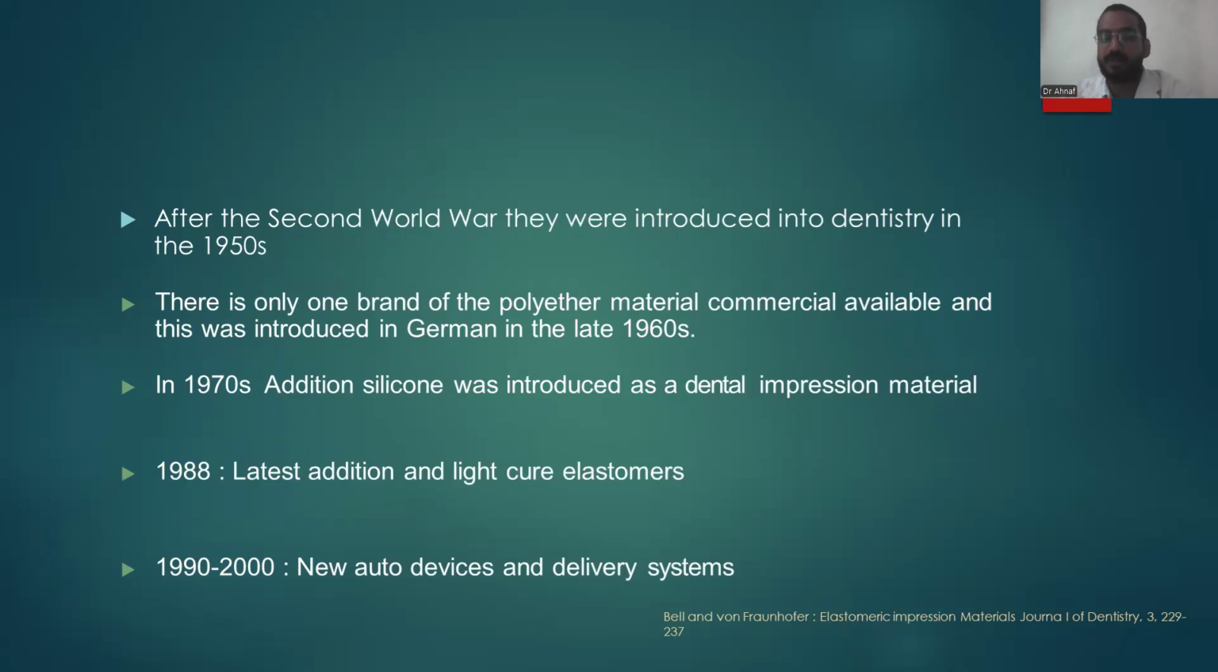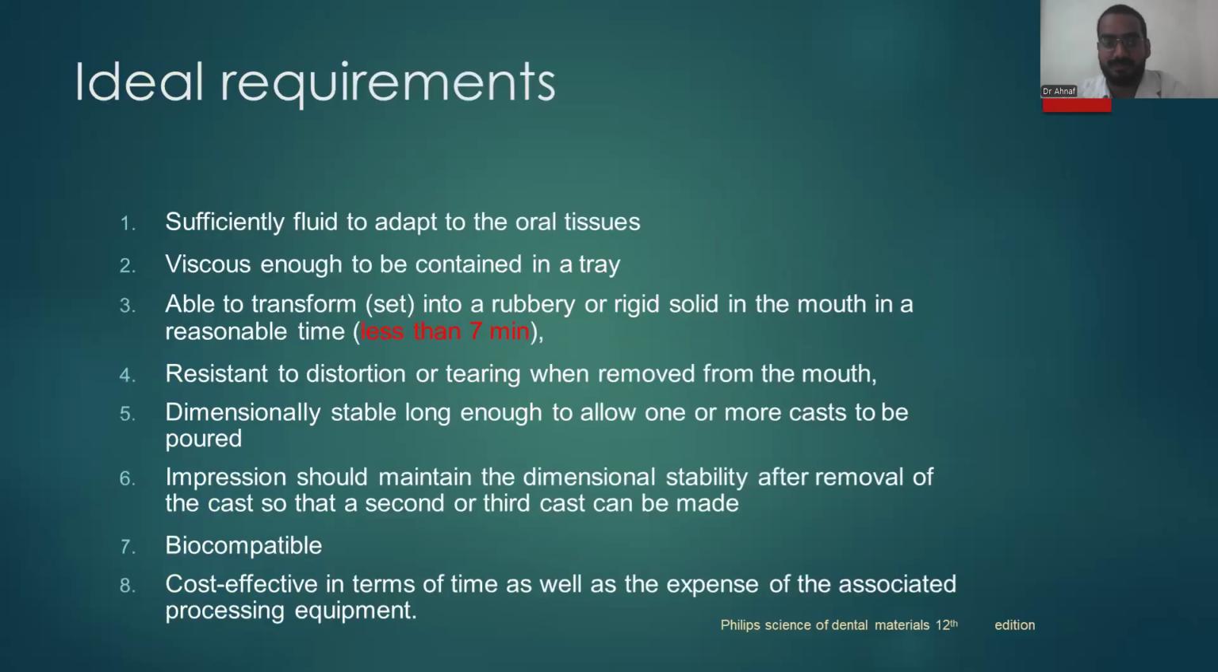There is only one brand of polyether material commercially available, which was introduced in Germany in the late 1960s. In the 1970s, addition silicone was introduced as a dental impression material. In 1988, the latest addition, a light cure elastomer, was introduced. From 1990 to 2000, new auto-mixing devices and delivery systems for manipulation of these elastomeric impression materials were introduced.